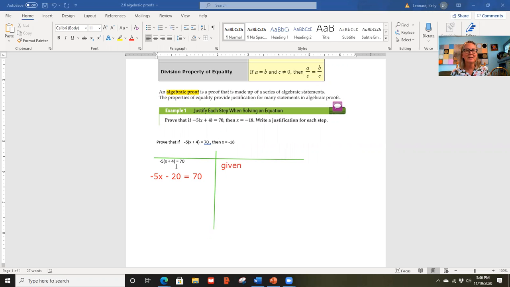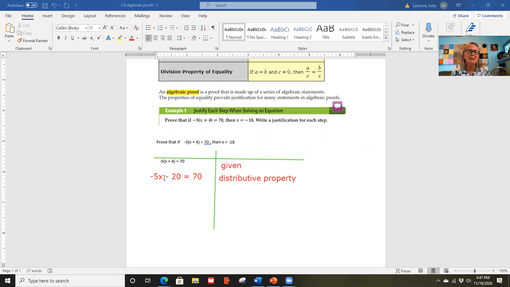Then my second statement, what did I do? Well, I used the distributive property. Sure, it isn't pretty, but it'll do the job. That's how I got to that step, because I multiplied -5 times x, -5 times 4.